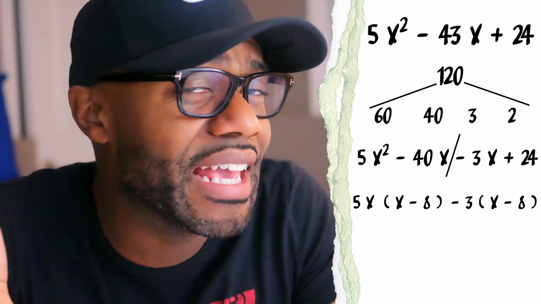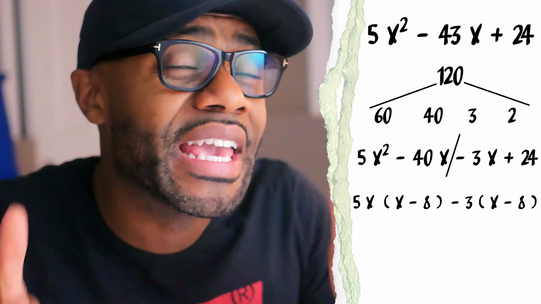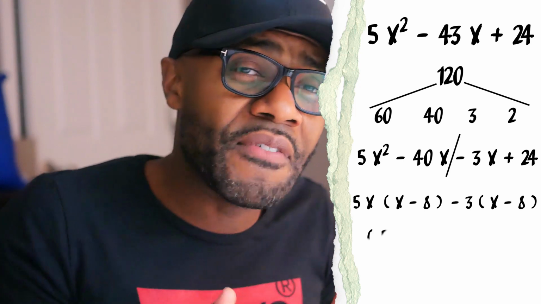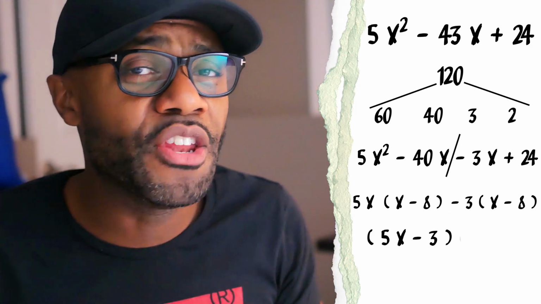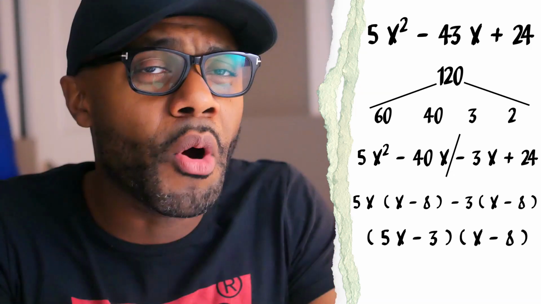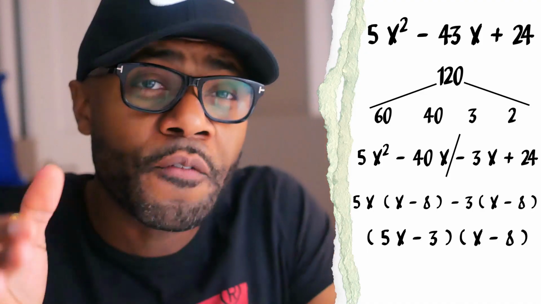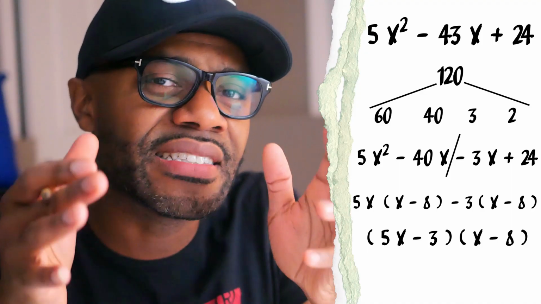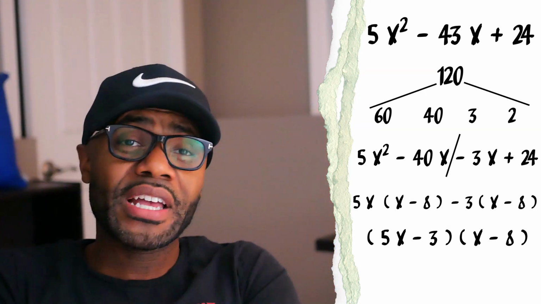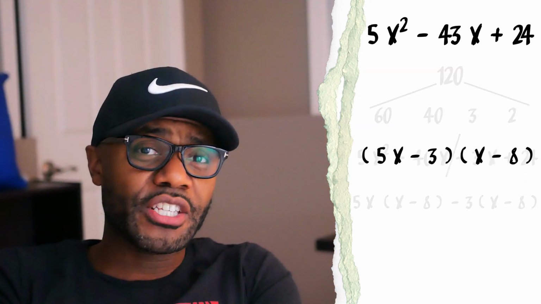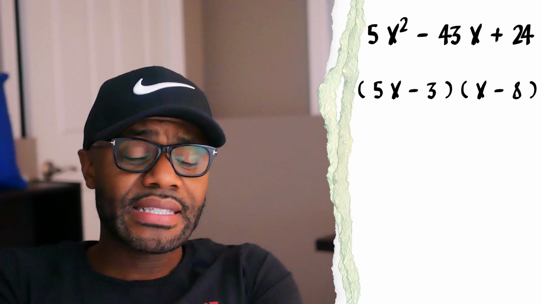It's actually a duplication. That's what you need. You need to have a duplication in order for this to work. You have 5x minus 3 and you have x minus 8. The moment you don't have a duplication, you know that you're doing something wrong. Look for that duplication as a telltale sign. So the final answer for that would be 5x minus 3 times x minus 8.